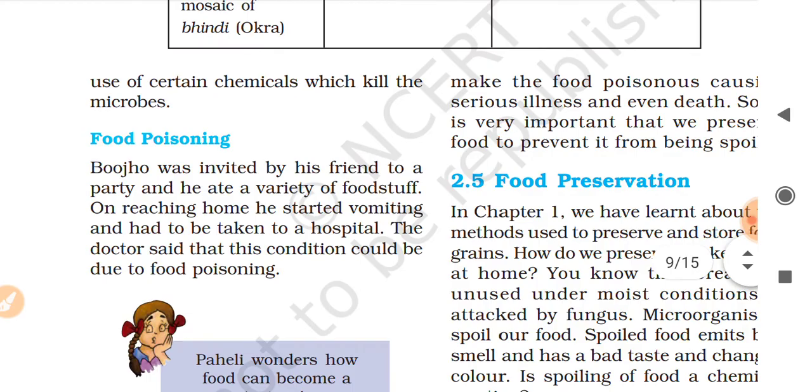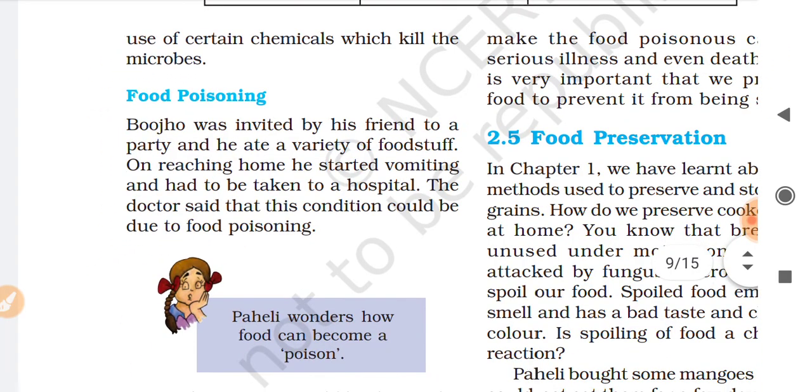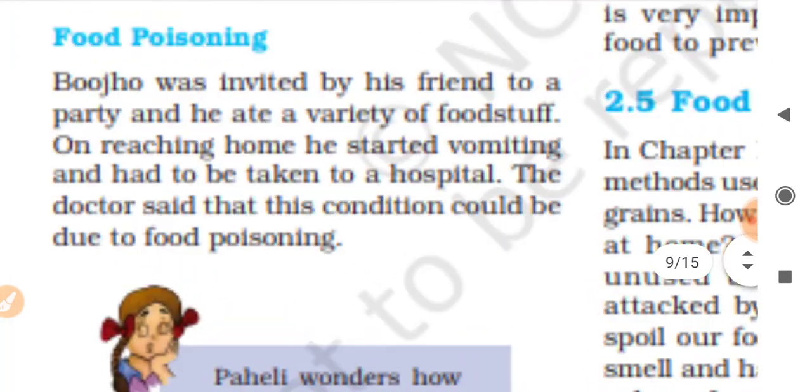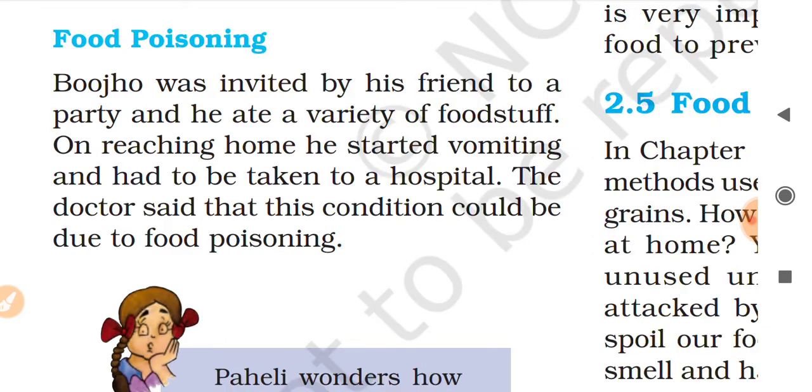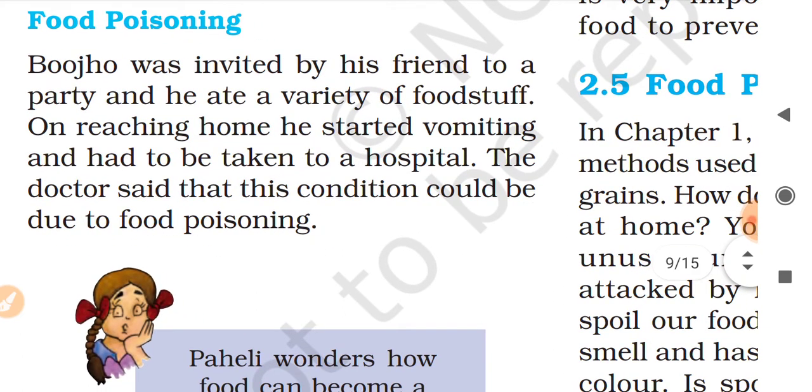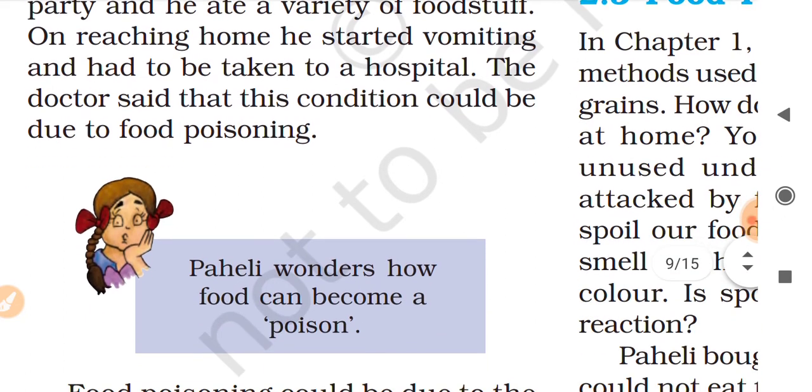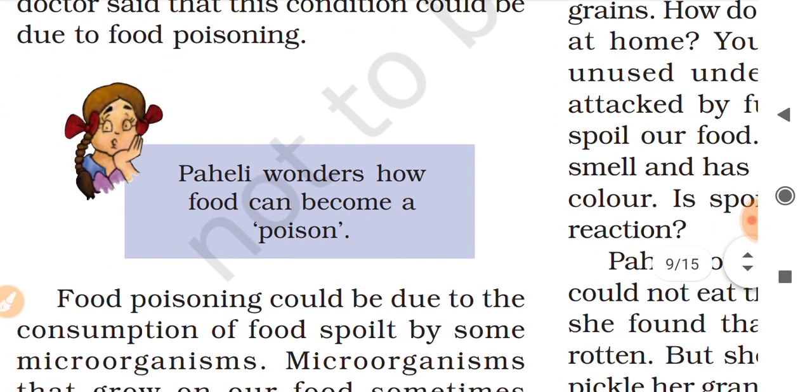Then food poisoning. What major effect is coming? Puja was invited by his friend to a party and he ate a variety of foodstuff. On reaching home, he started vomiting and had to be taken to a hospital. The doctor said that this condition could be due to food poisoning. Paheli wonders how food can become a poison.